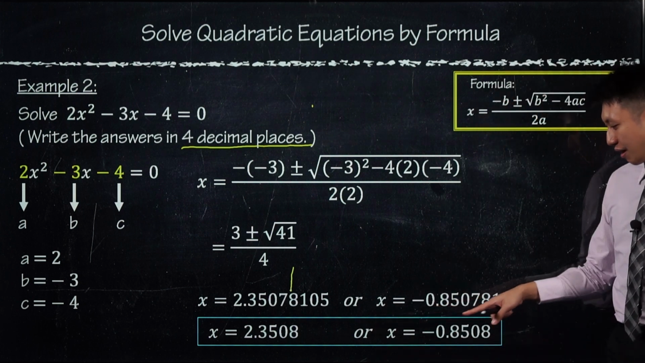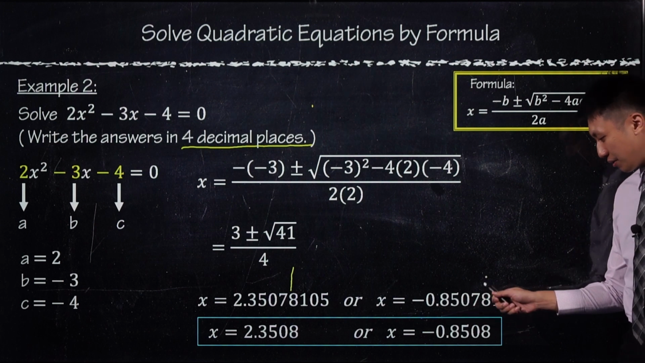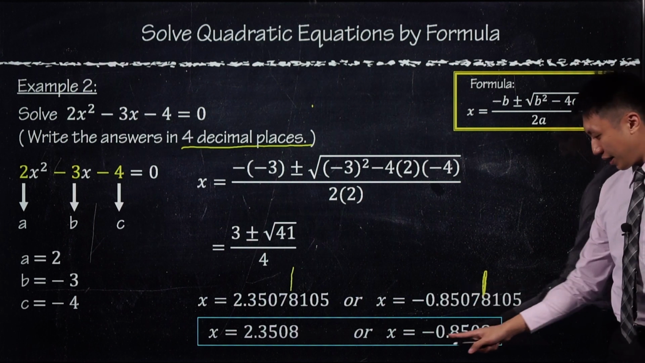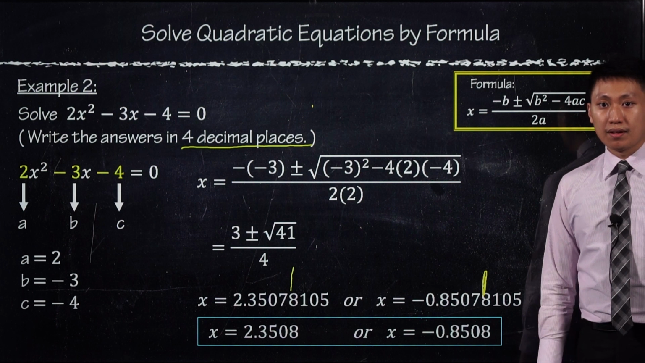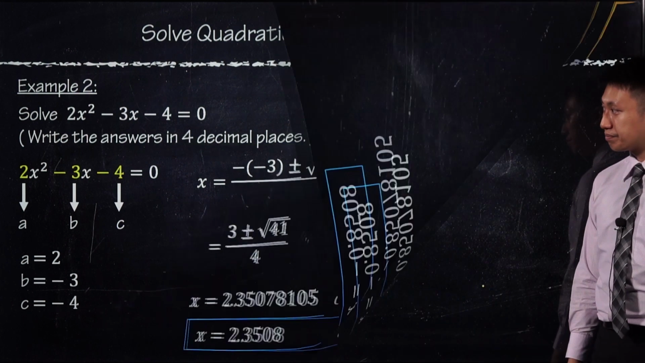How about this one? I want 4 digits, 8507, but this is 8 again, so I chop off until here. So 8 add 1 to here, so 8508, with a negative here. Right, so let's move on to the next one.